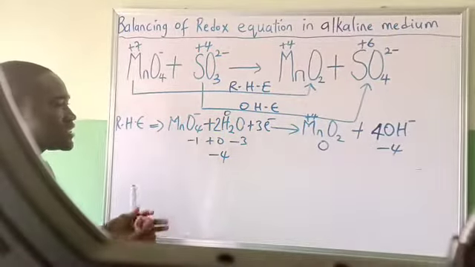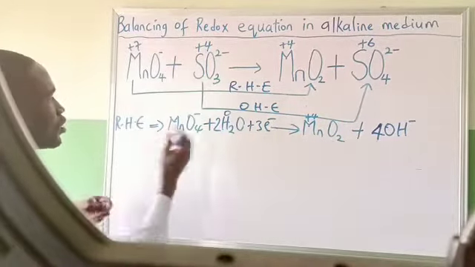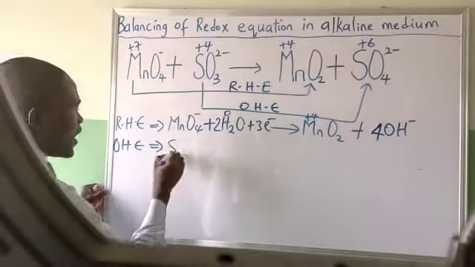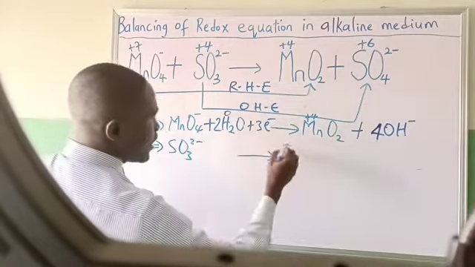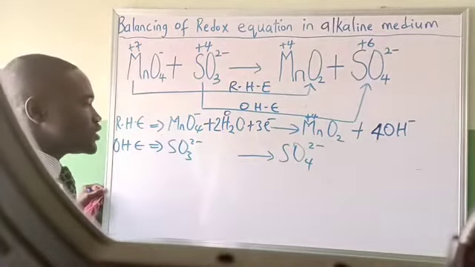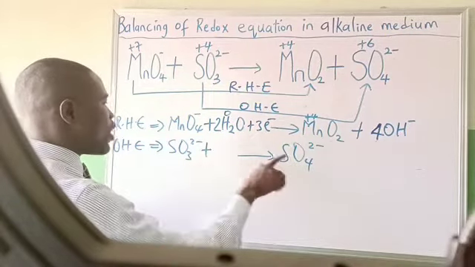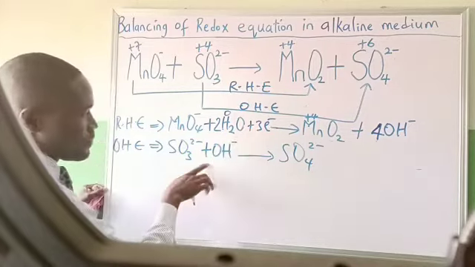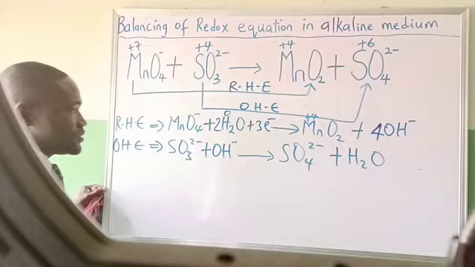So we have even balanced the charges as well. We come again. We bring out the other one, oxidation half equation, OHE. We now say SO3 2 minus and SO4 2 minus. Which one has more oxygen? Look at the one that has more oxygen. So it means that the one that has more oxygen, I'm to balance it with what? OH, this side. Then I use water to balance the other side.